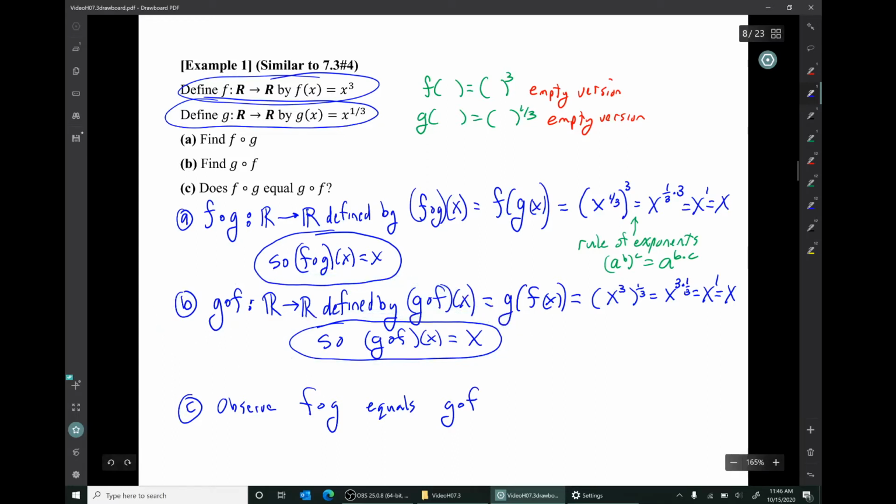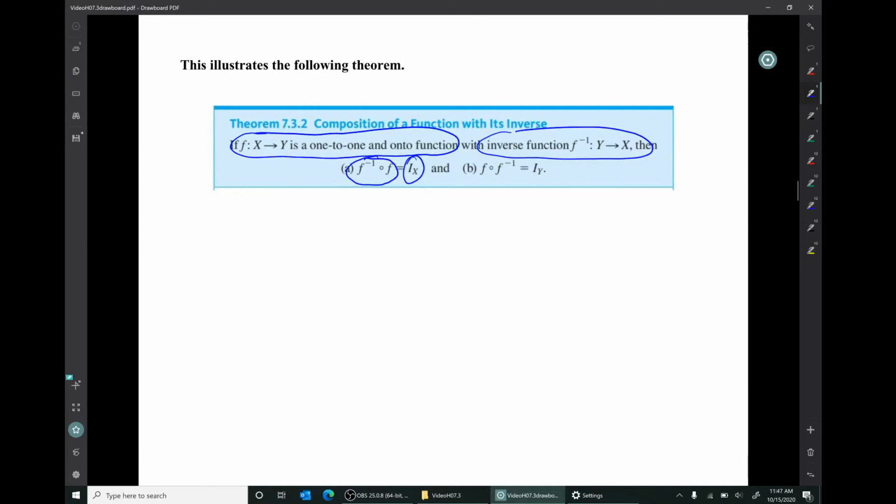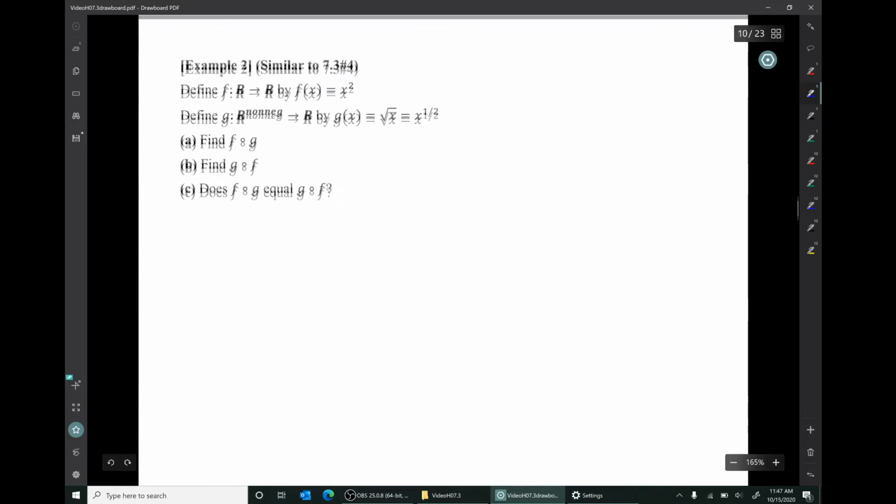And it worked the other way as well. F composed with g is the identity function, because when you feed it an x, it just spits out an x. So this theorem says that always happens. If you have a function and you have its inverse function and you compose them, what you get is the identity map. Let's go on.